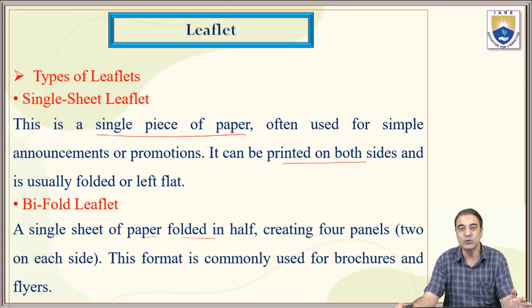Now there is this next one, that's the bifold leaflet. Actually, the bifold leaflet is a single sheet of paper, but we fold it in half so as to create 4 panels. And then we use these 4 panels for different purposes. That means each panel carries different information, sometimes graphics, sometimes visuals, and sometimes mere text. But we use all the 4 panels.